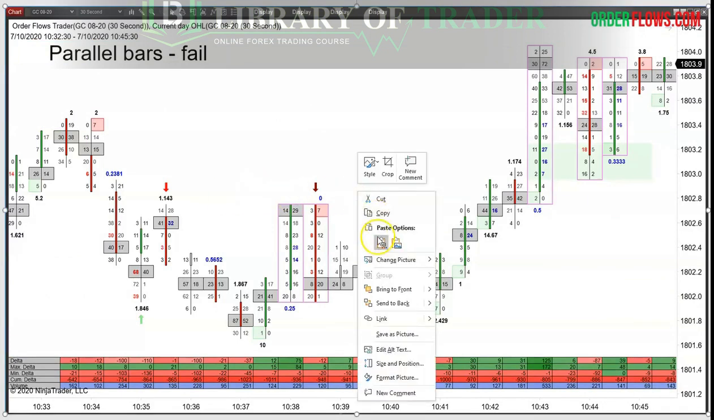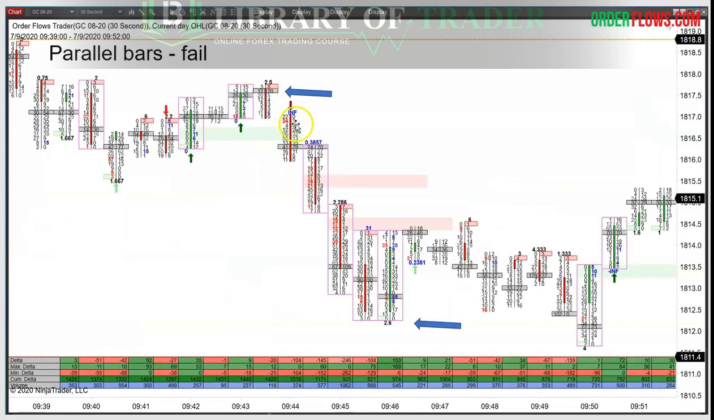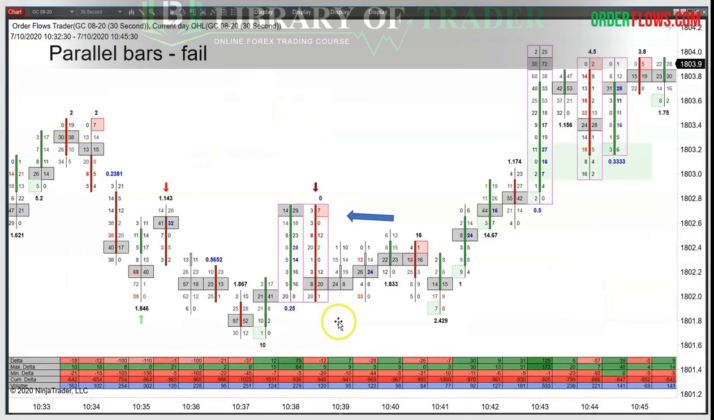Okay, here, parallel bar, right in the middle. Now notice the next bar, there's no follow through. It just goes inside. You don't take those trades, right? You want the next bar to start the move of breaking out of this little range, so to speak. You don't have anything like that here, so there's no trade, even though this is a parallel bar setup.